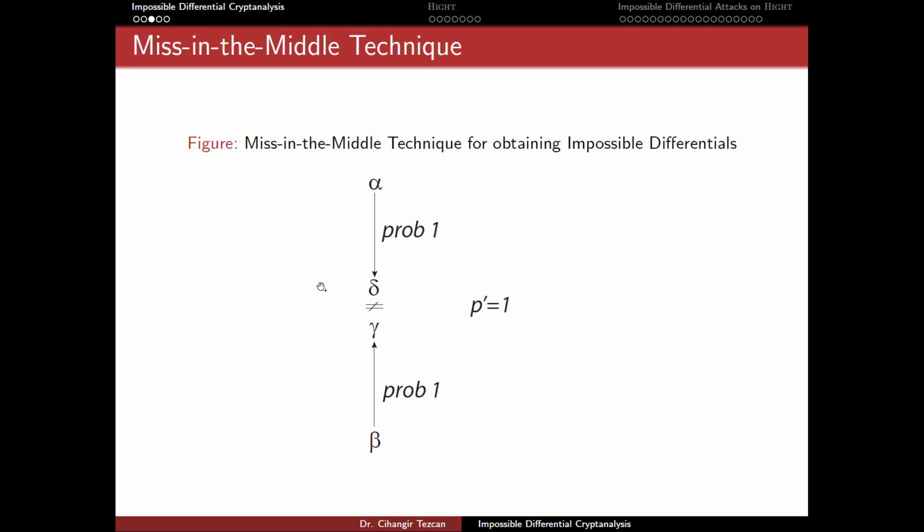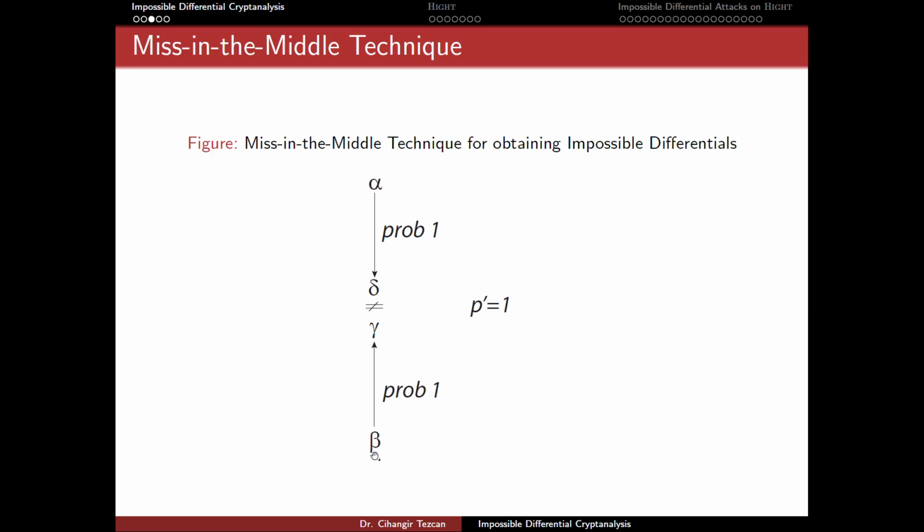Recall that this was the idea in the miss-in-the-middle technique. So far we have only done this part. We started with an input difference with probability 1. We said that after 9 rounds of encryption, the output difference should be in this form, where we only say that there should be a difference of 1 in 1 bit, and we actually don't know what happens in the remaining 63 bits. So this is the part we have done. Now we should do this part.